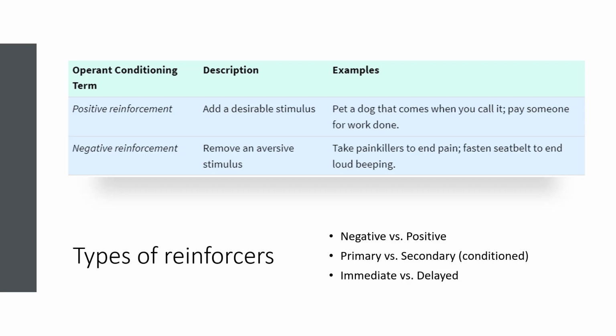Negative reinforcement strengthens a response by reducing or removing something negative. For example, taking painkillers to end pain, fastening your seatbelt to end the beeping noise your car makes, or hitting snooze so your alarm will turn off.